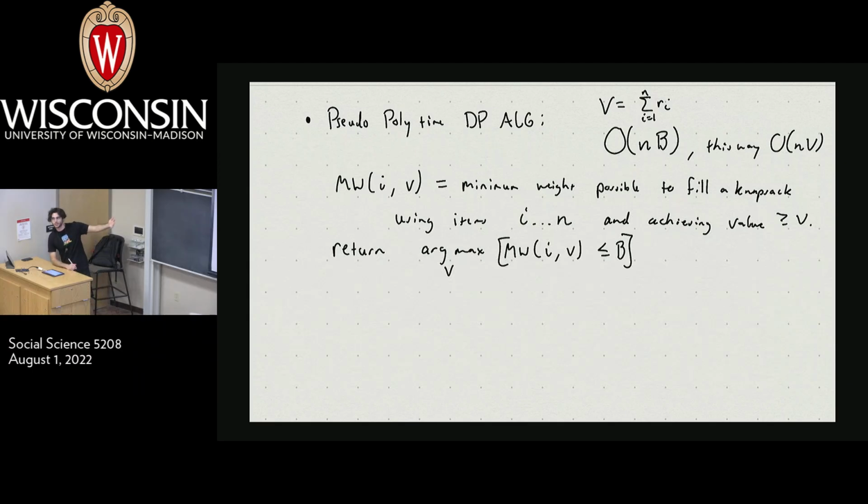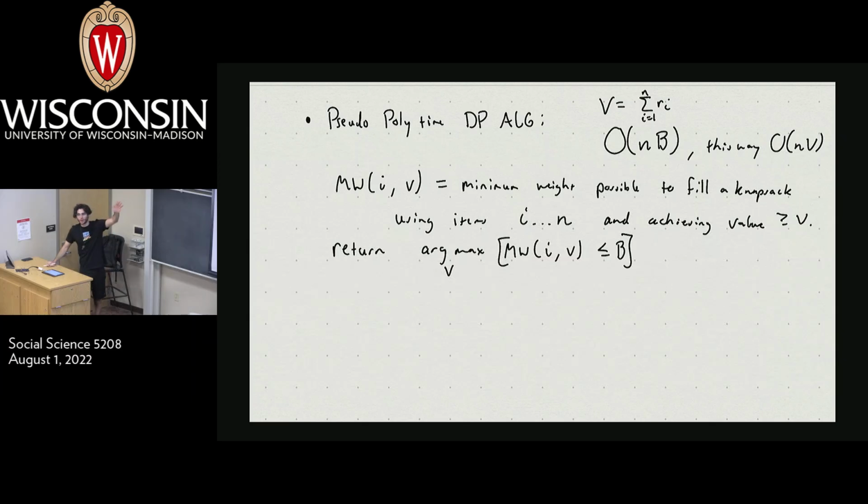So why is this a solution to the original problem? Well, we can't let our total weight exceed B. And we know MW is the minimum weight, right? So if the minimum weight possible is less than or equal to B, we know it's a feasible solution. We can pack all that stuff into the knapsack. And so we keep trying bigger and bigger V until this is no longer true. At some point, there's no way to actually achieve value V without going over budget. So that's why this algorithm works.